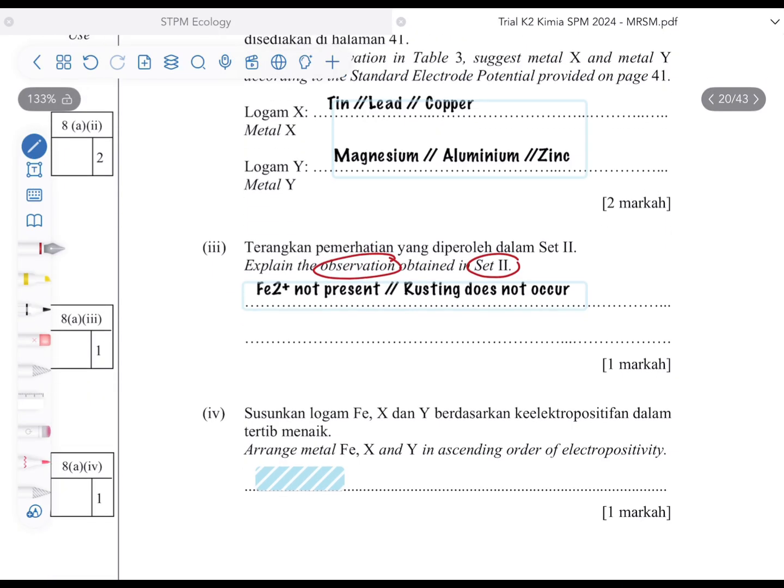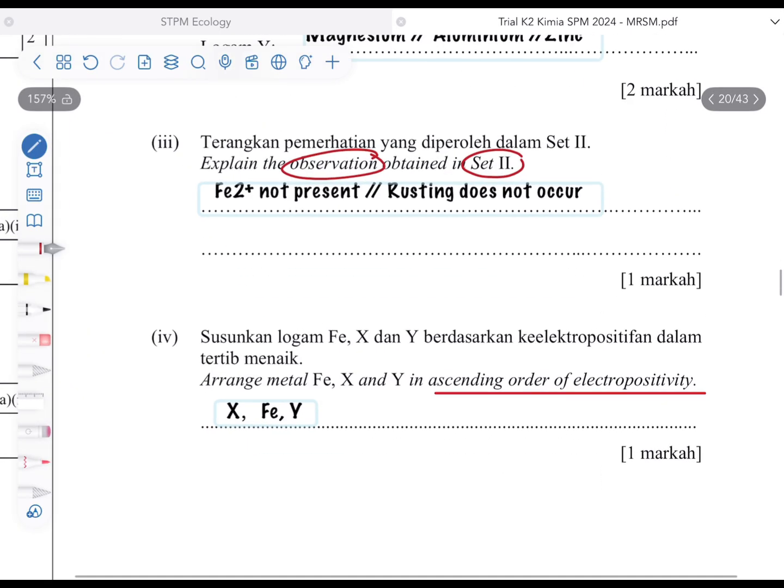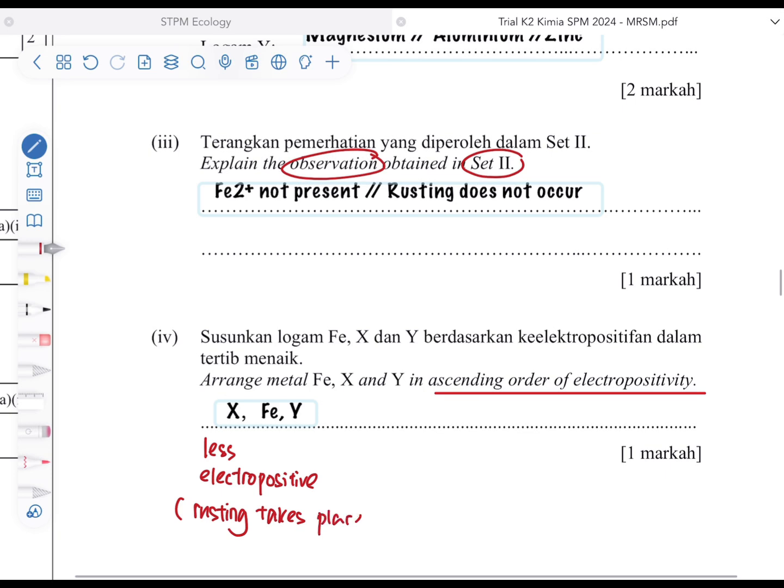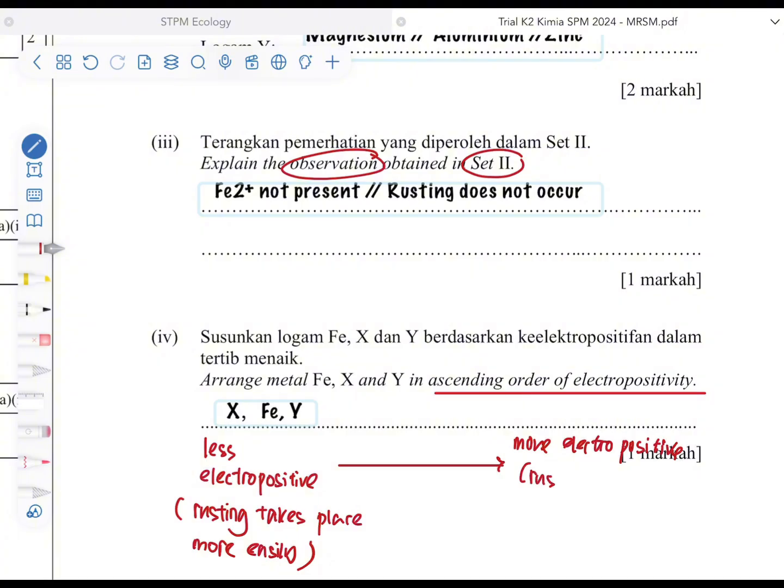Question 4, arrange the metals in ascending order of electropositivity. So for sure, X, Fe, and Y. For the metals that are less electropositive, rusting takes place more easily. And when you go towards the more electropositive, rusting will not happen.